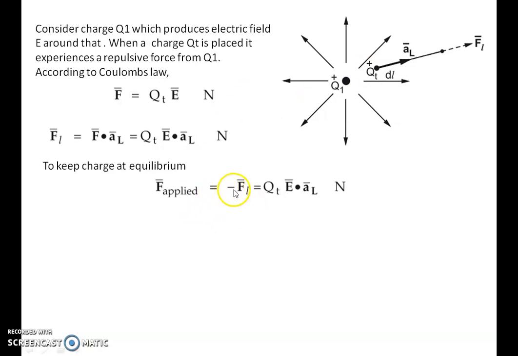So F applied should be equal to minus F_L. So I can write minus Qt E dot a_L cap. It is the force applied. Now what is the work done here to keep the charge in the same place, but I have to move the charge by a distance of dl. Now what should be the work done?